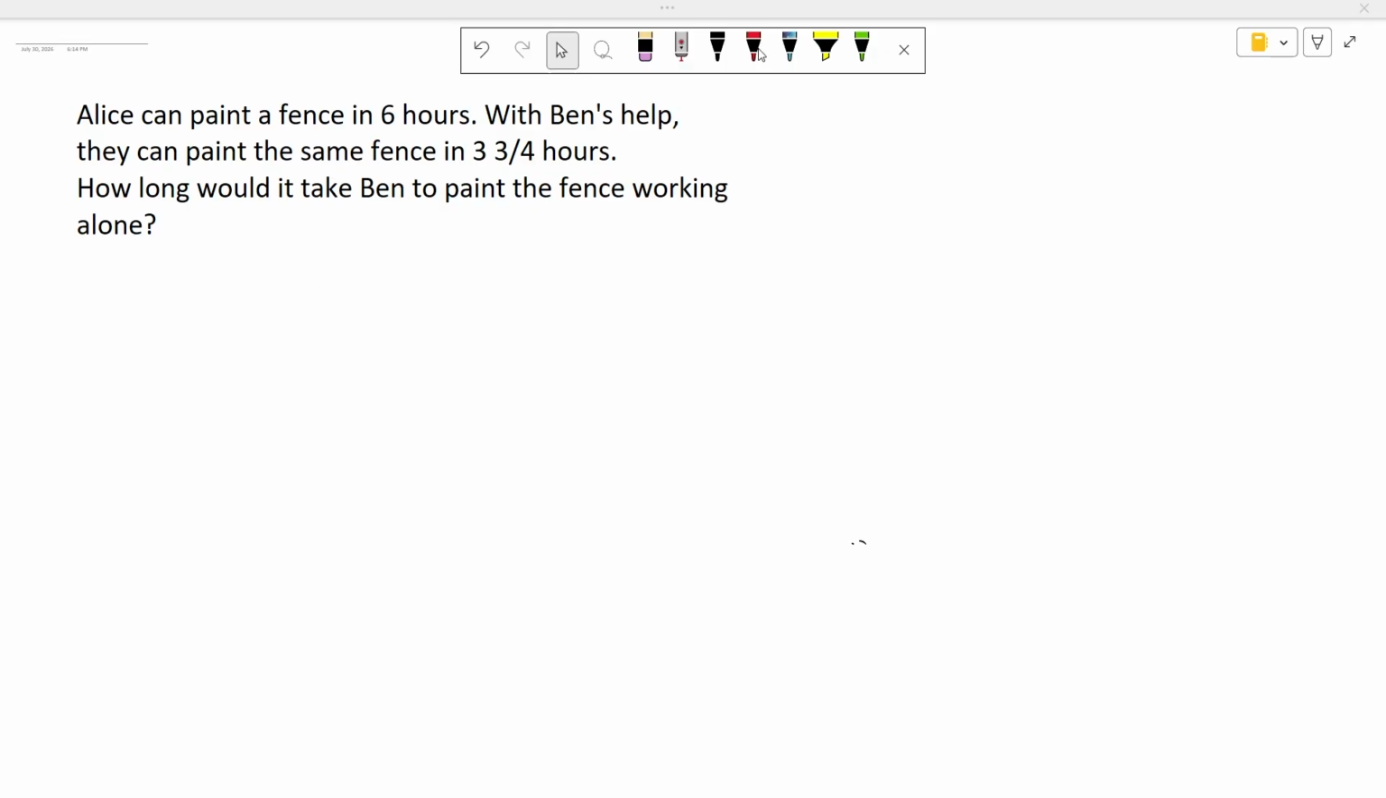So we can notice a couple things here. It mentions the same fence. It gives 2 different times. First time Alice works alone. Second time she works together with Ben, and we have to find how long it would take for Ben to paint the fence by himself. So we have to take these words and make them into mathematical expressions and equations.